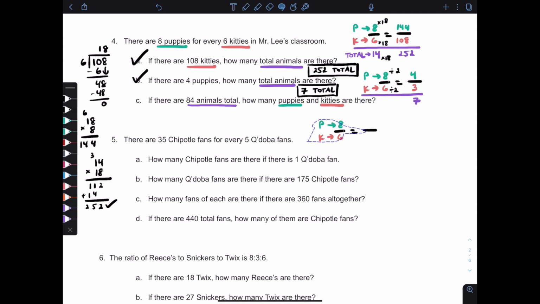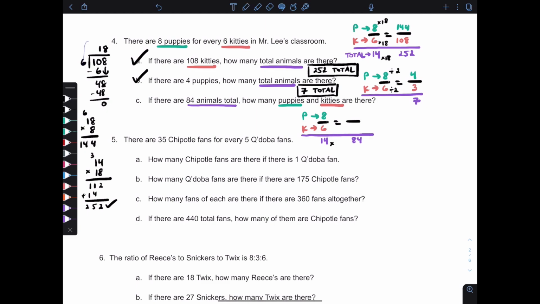Well, go ahead and take our original ratio. I guess I could have copy and pasted that part too. That's okay. So 8 plus 6 is going to be 14. It says, what if there are 84 in total? Well, 84 is going to go over here in the total area. So 14 times some number must get us 84. I hope it's not a fraction or a decimal.